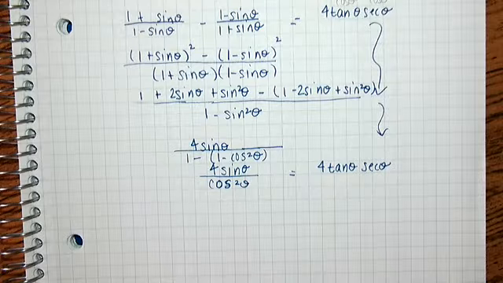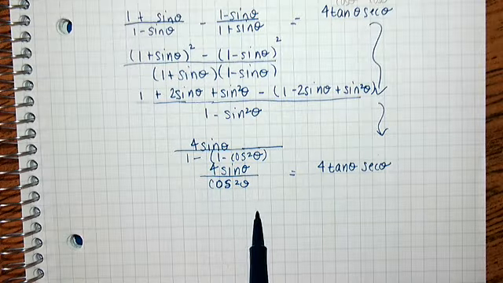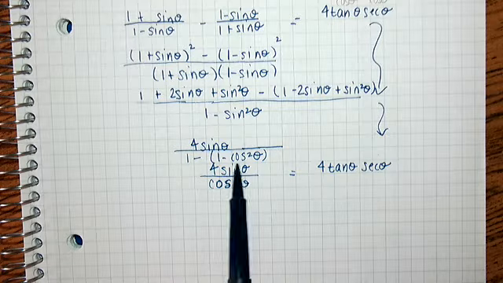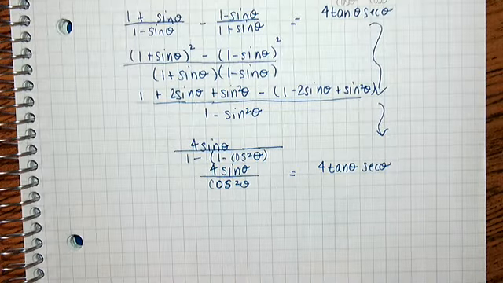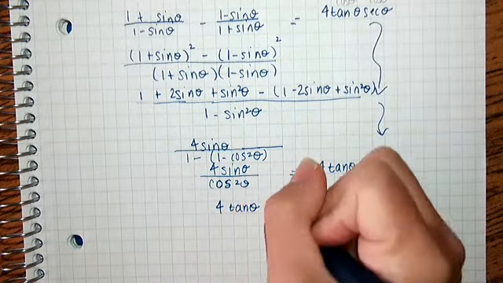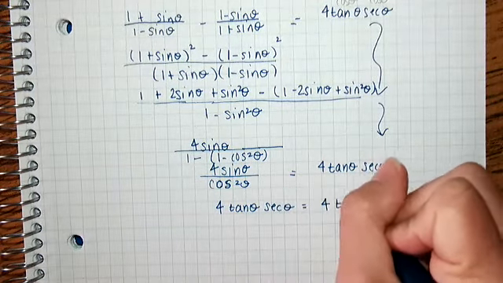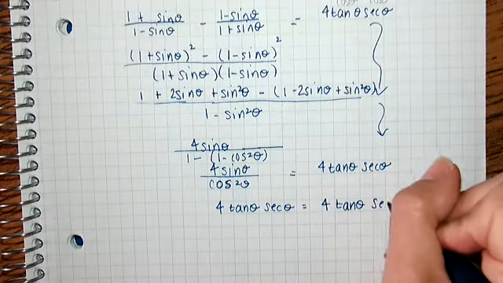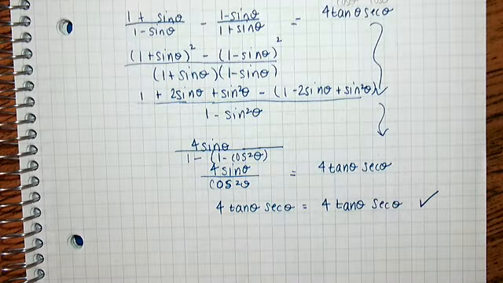I just realized my hand's been in the way the whole time. So this is 4 times the sine over cosine times cosine. You don't need to write it out, but sine over one of those cosines is a tangent, and then the second cosine is the secant. So 4 tangent secant is equal to 4 tangent secant, and the very fulfilling check mark that we've done it right.